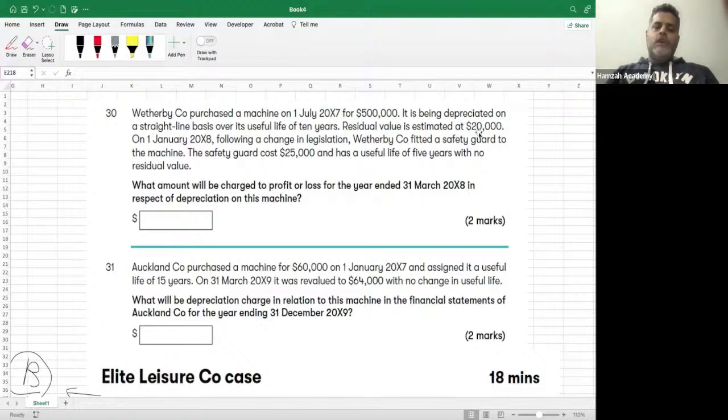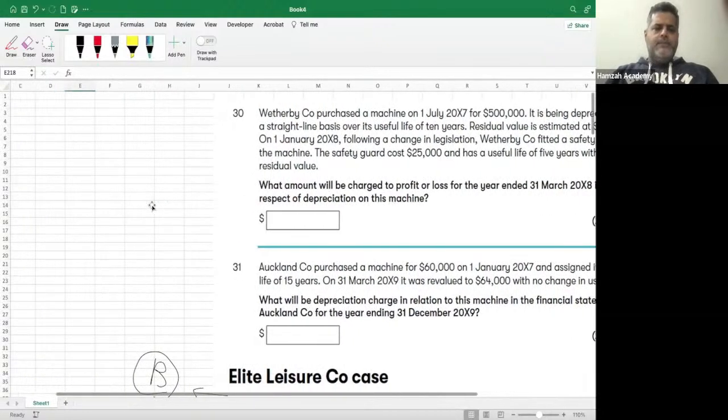On 1st January 2028, following a change in legislation, the company fitted a safety guard to the machine. The safety guard costs 25,000 and has a useful life of 5 years with no residual value. What amount will be charged to the profit and loss for the year ended 31st March 2028 in respect of the depreciation on this machine? Now, this is a question where component accounting kicks in, right? But let's just talk about it as well.